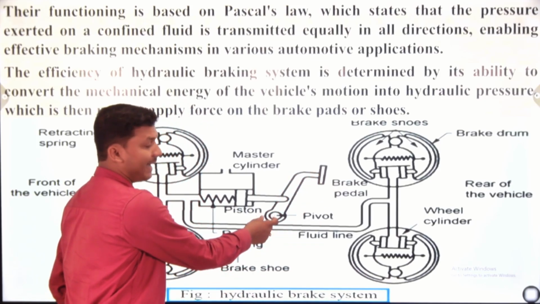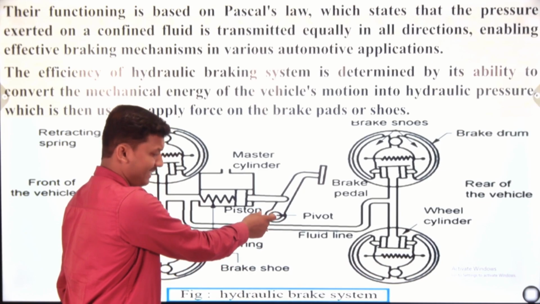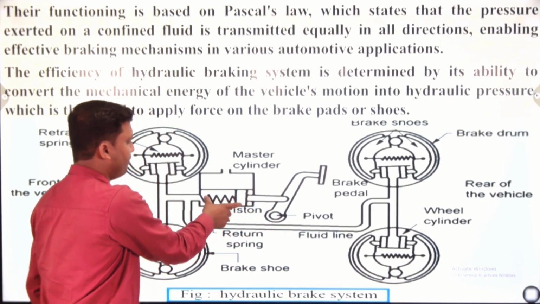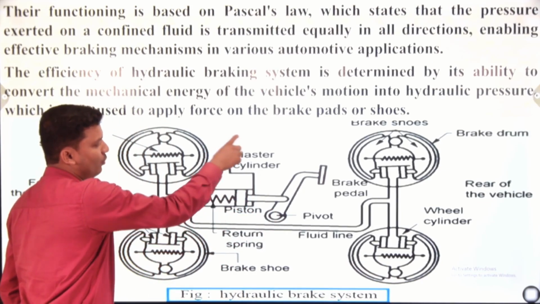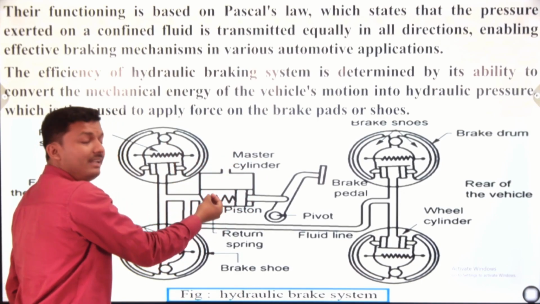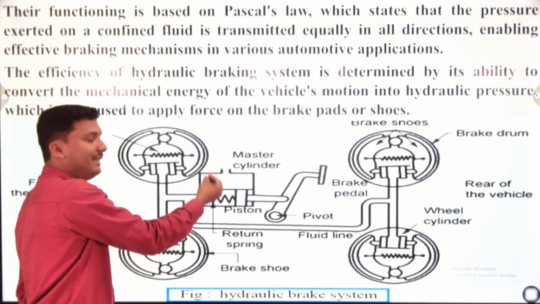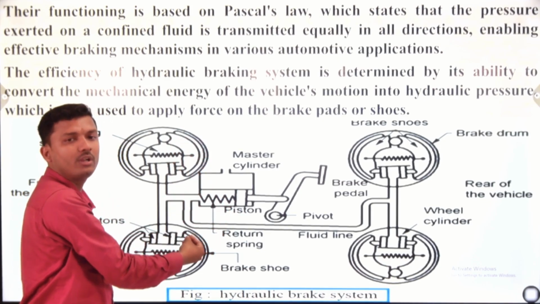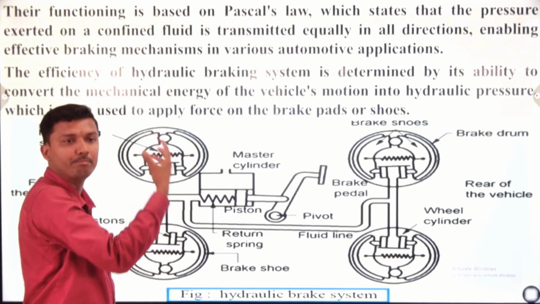This is the pivot arrangement, which is connected with the main cylinder, known as the master cylinder. This master cylinder contains diethyl glycol or glycol ether, DOT 4 or DOT 5 brake fluid.